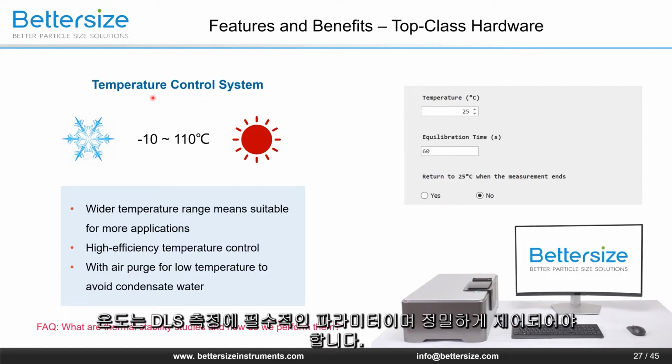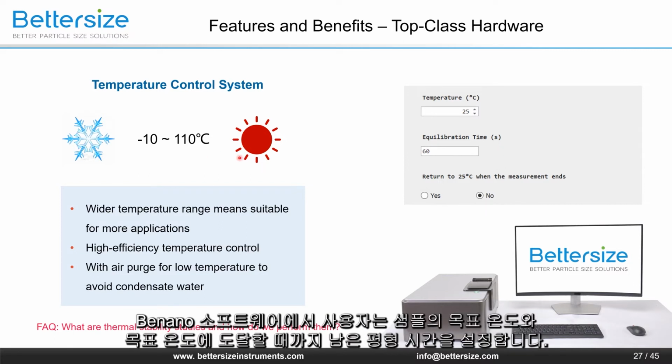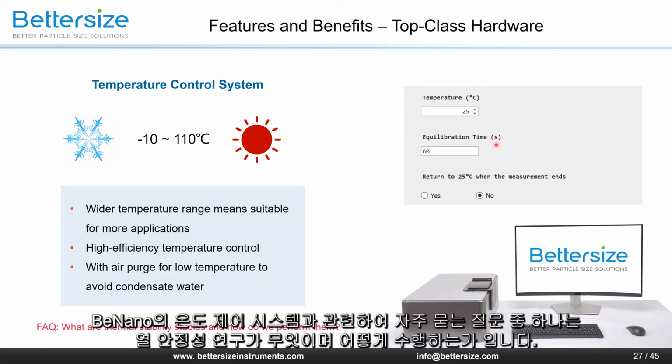Temperature is an essential parameter for DLS measurement and has to be precisely controlled. Therefore, the BeNano offers adjustable temperature between -10 and 110 degrees to meet various measurement requirements. On the BeNano software, the user sets the target temperature of the sample and the equilibration time left for the sample to reach the target temperature. Regarding the temperature control system of the BeNano, one of the FAQs is: what are thermostability studies and how do we perform them?